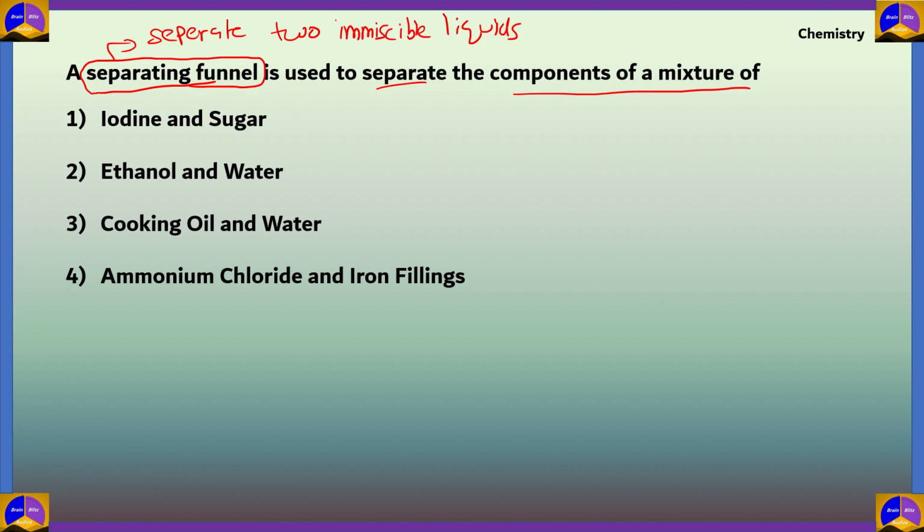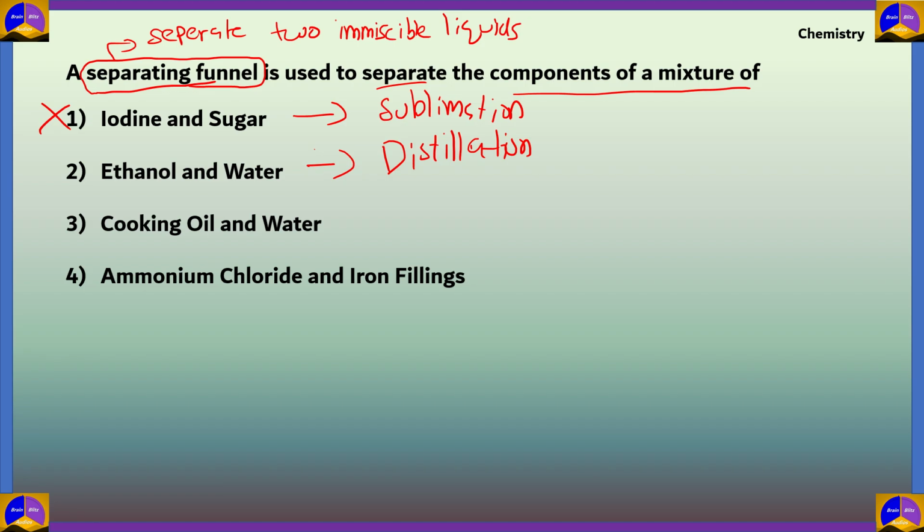Option 1, iodine and sugar. Now this is separated using sublimation. Iodine is changed to gas using sublimation, and when it is cooled down, it changes back to the same state and sugar is left behind. In the second option, ethanol and water, both of them are liquids and they are soluble. And option 1 is incorrect.